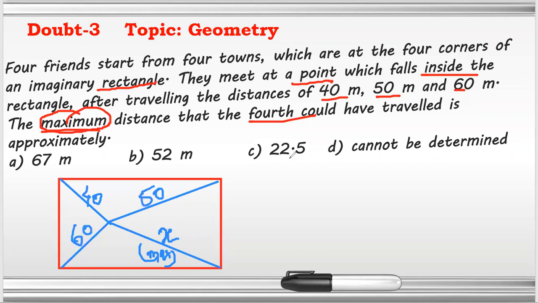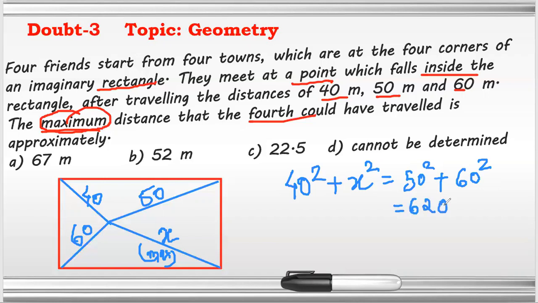Now applying the British flag theorem, 40 square plus X square should be equal to 50 square plus 60 square. So basically 2500 plus 3600, that is 6100, and this is 1600. So X square comes out to be 4600.